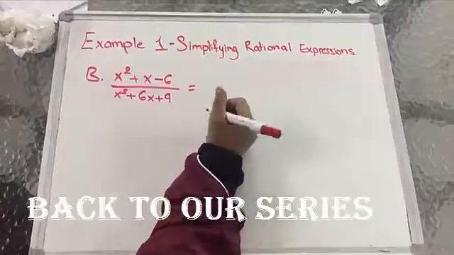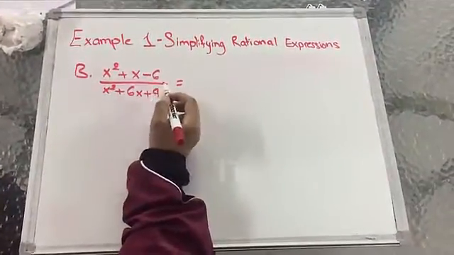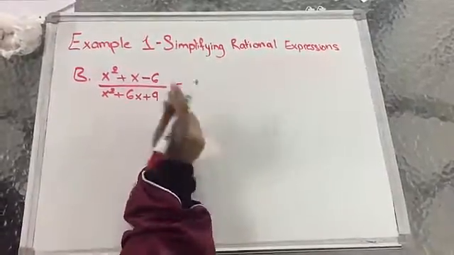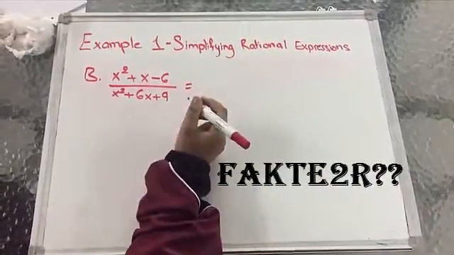Simplifying rational expressions, part B. So our second example is (x squared plus x minus 6) over (x squared plus 6x plus 9). So the first thing is that we have to factorize the expressions.